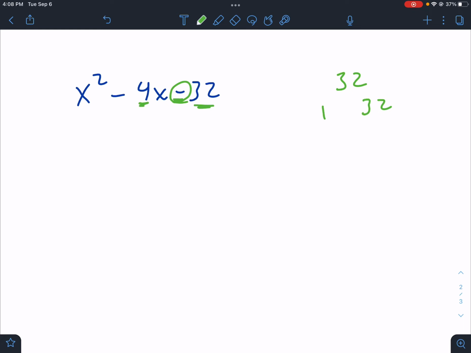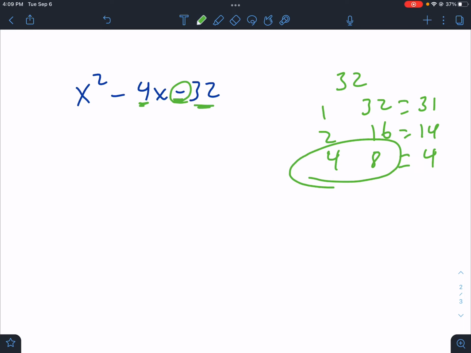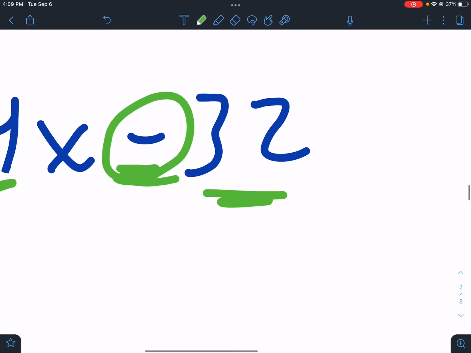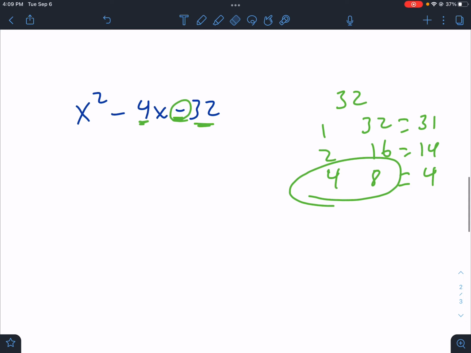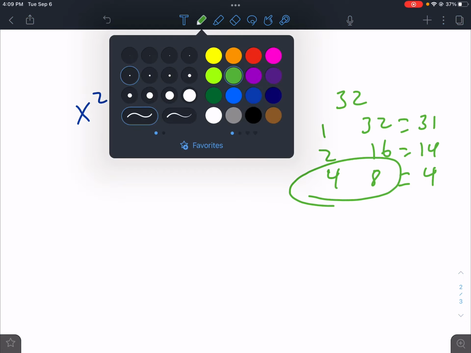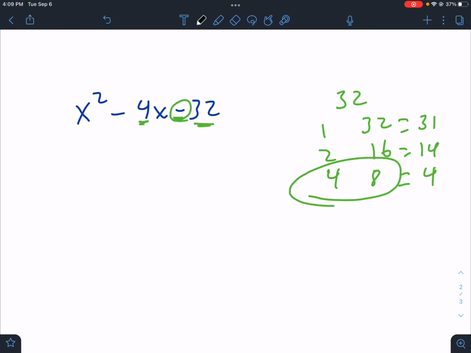1 and 32, 2 and 16, 3, nope, 4 and 8, 5, 6, no. So that's the list. These subtract to equal 31. These subtract to equal 14. And these subtract to equal 4. There's our numbers. Why subtract? Because it was minus 32. So I needed numbers that subtracted to equal 4. That's what I'm asking myself in my head. What factors of 32 subtract to equal 4?